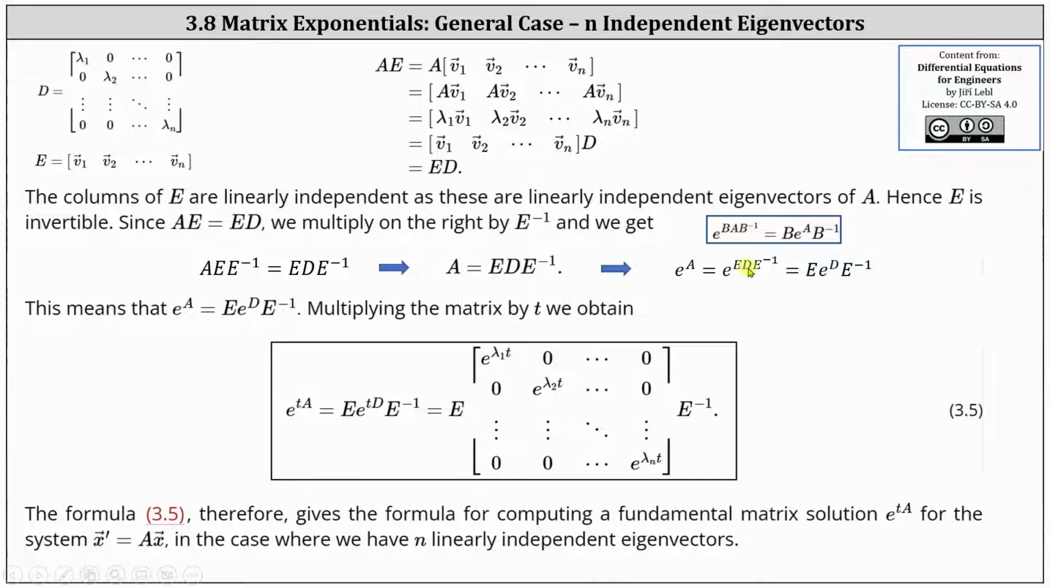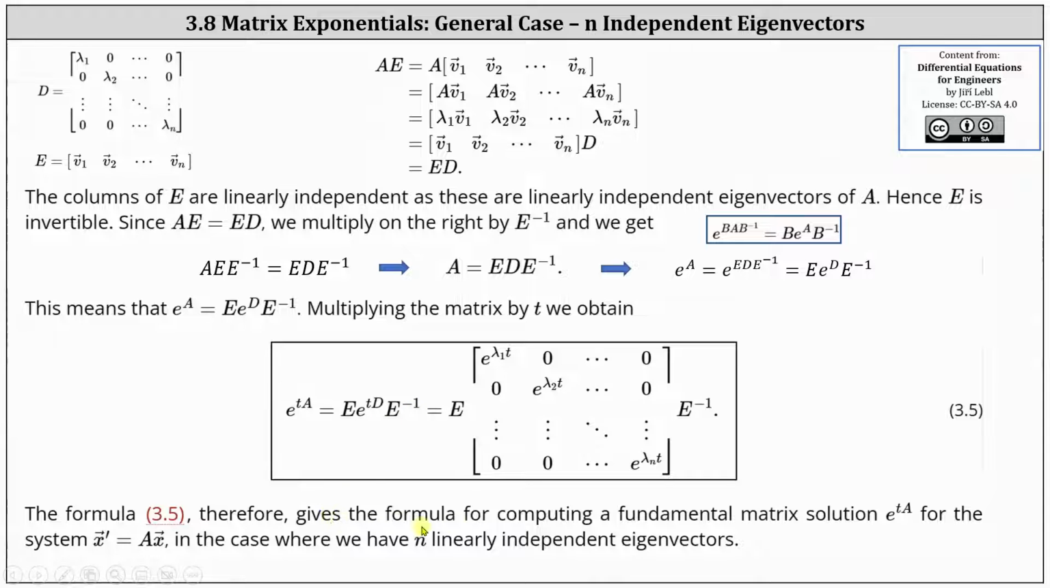e to the power of E D inverse is equal to E times e to the D times E inverse, which gives us e to the A equals E times e to the D times E inverse. Multiplying the matrix by t, we have the formula we use to determine e to the power of tA. Again, e to the power of tA is equal to E times e to the power of tD, which is the matrix shown here on the right, times E inverse.